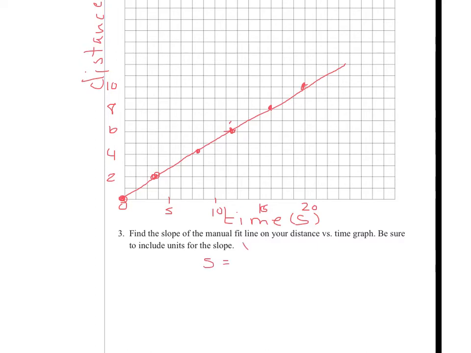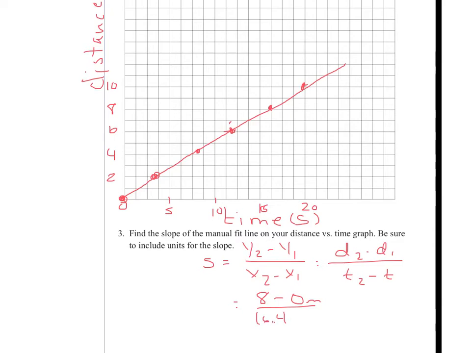So slope, remember, is y2 minus y1 over x2 minus x1. But in our cases, it's going to be the distances over times. So we're going to pick 2 points off of our table, and we're going to subtract those and get our slope. So let's do 8 minus 0 for the meters, and 16.4 corresponds with the 8-meter distance, minus 0 for the seconds, gives me 0.49 seconds. That is my slope.